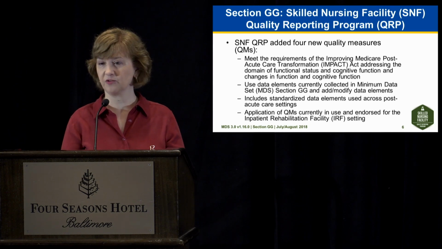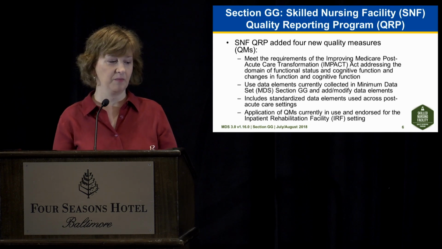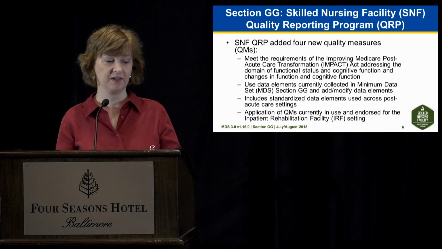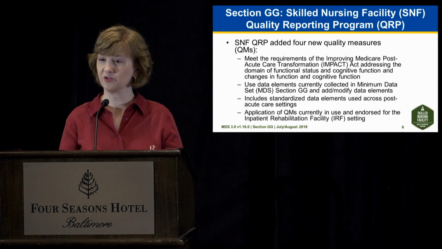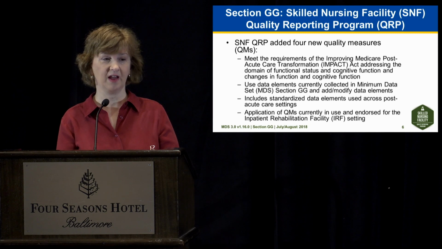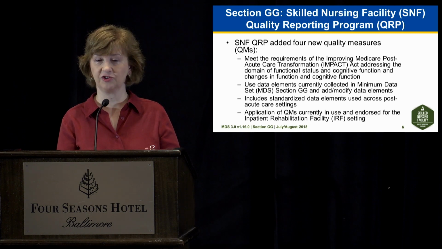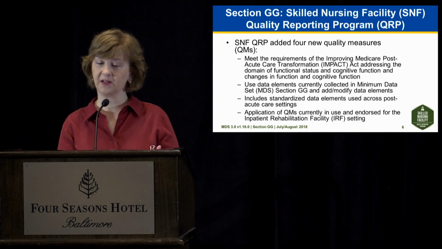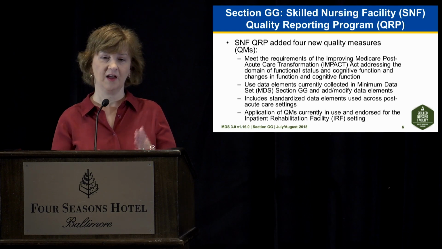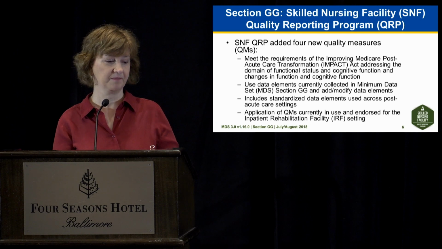These quality measures specifically address the domain of functional status, cognitive function, and changes in function and cognitive function. These new quality measures use data elements that were already on the MDS, part of the process measure that you have been used to collecting data on. And so again, those items were added to section GG. So those are the performance items collected on admission and discharge, and then the goal items.